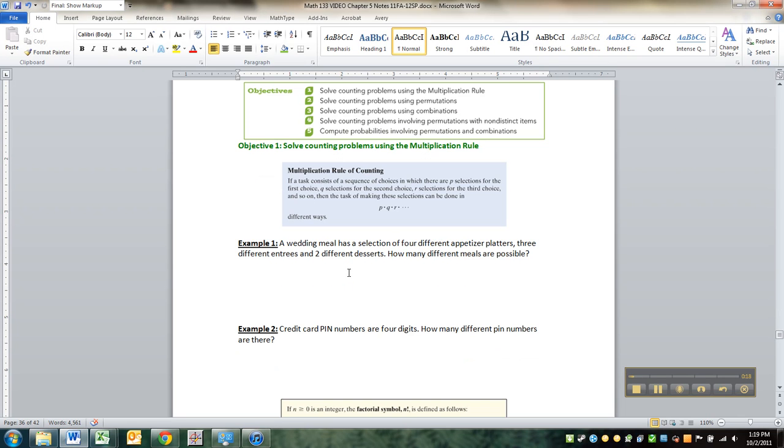It says if a task consists of a sequence of choices in which there are P selections for the first choice, Q selections for the second, and so on, then all you have to do to figure out the number of selections possible is P times Q times R, and so on.